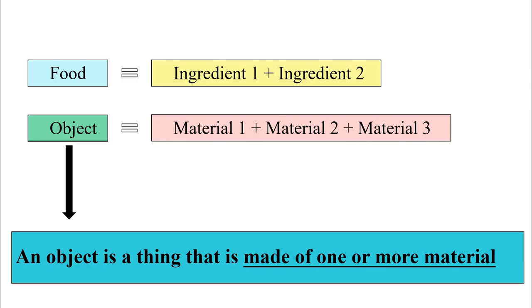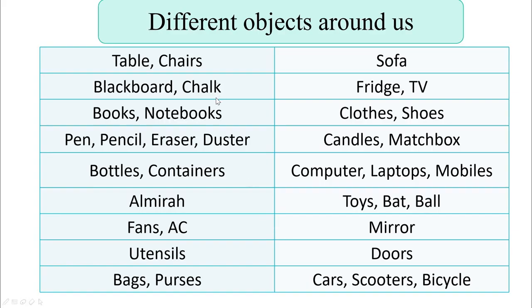We have already studied in chapter 1 that food is made up of one or more ingredients. In a similar manner, an object is made up of one or more materials. So basically, an object is a thing that is made up of one or more materials. If you look around, you will find yourself surrounded by a variety of objects. Your table, chairs, blackboard, chalk, pen, pencil, eraser, almirah, fans, AC, utensils, door, your toys, your computer, laptops, your clothes, shoes, sofa, TV, fridge, all of these are objects.